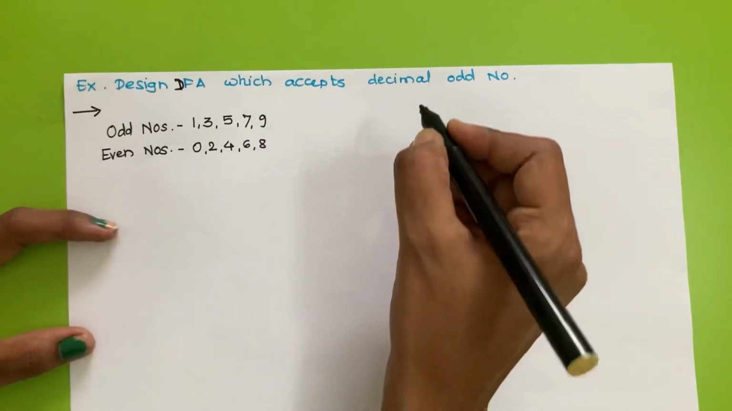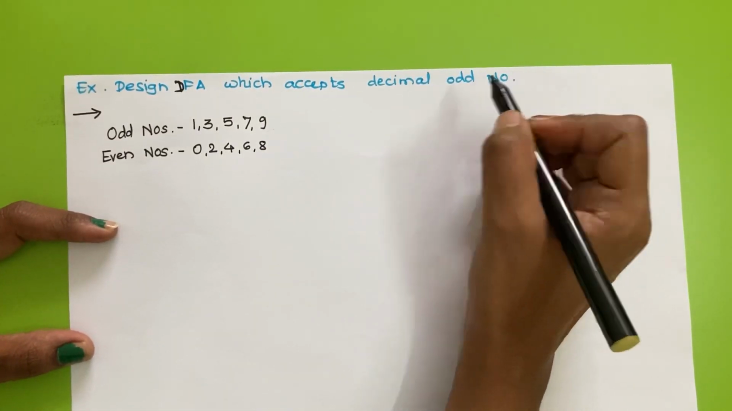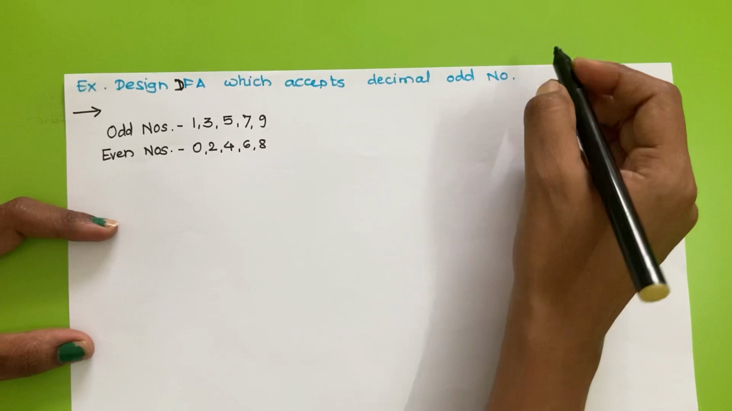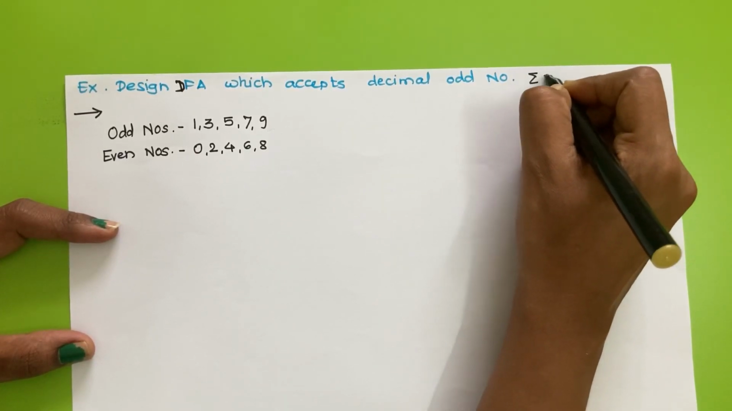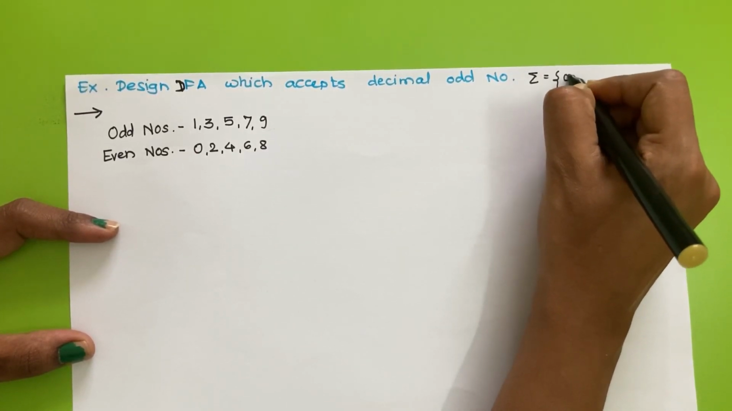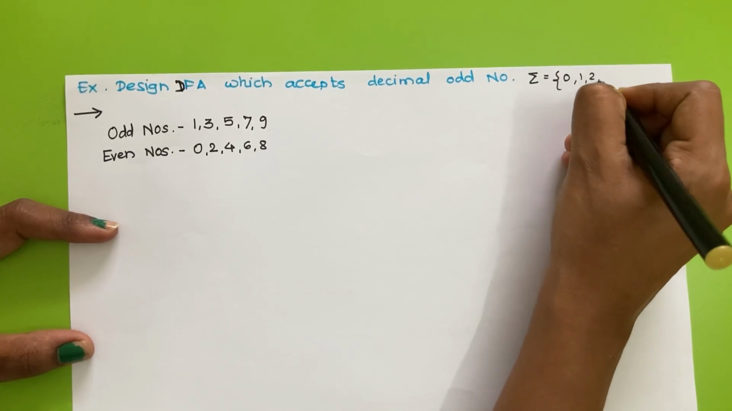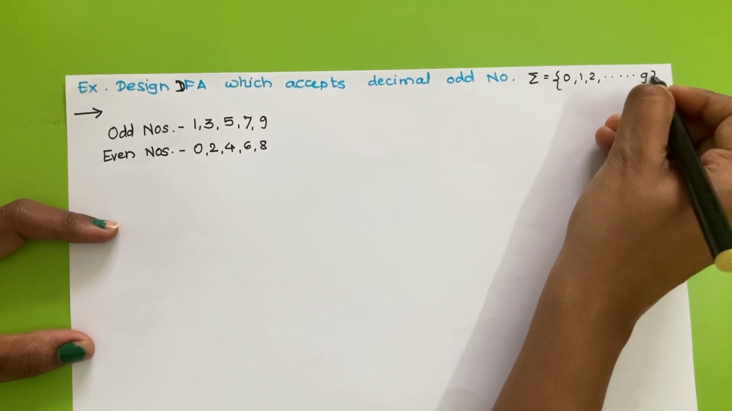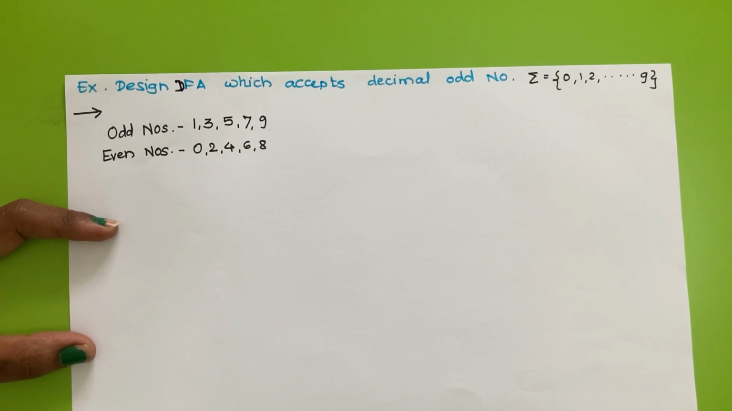Okay, so here we have to accept decimal odd numbers. So what will be the sigma that is indirectly given? That is nothing but the digits 0, 1, 2 up to 9. Okay, so this will be the sigma.